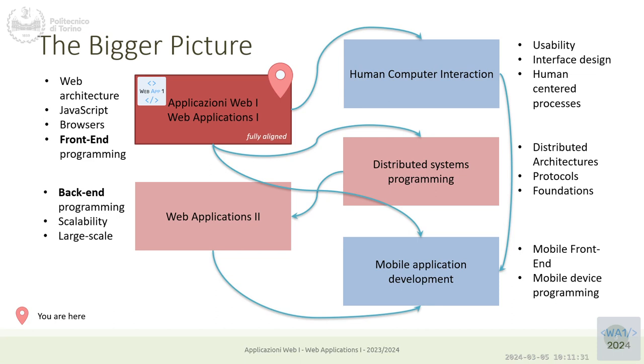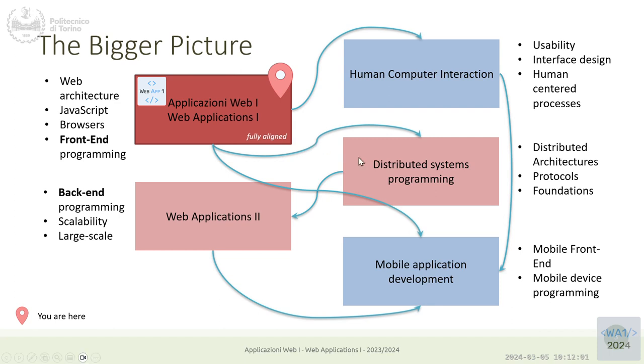On the frontend, we have one application that is running on my computer. The application doesn't care if the same website is also running on 10,000 other computers, because each one is running on their own computer. The backend needs to serve the needs of all, so from the performance point of view, it is more critical and needs specific technology for that. And that will be dealt with in the Web Applications 2 course.